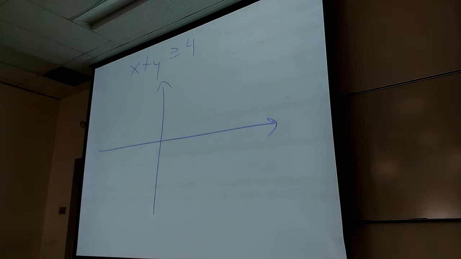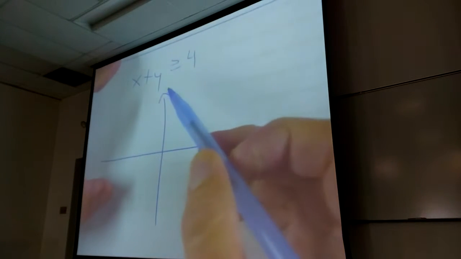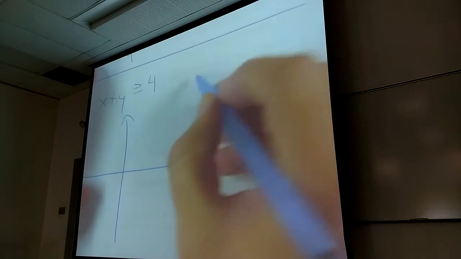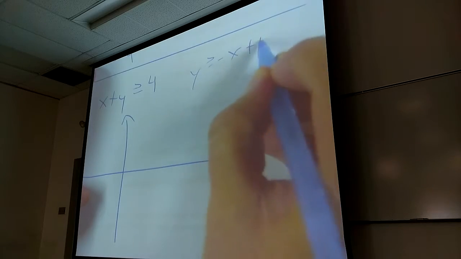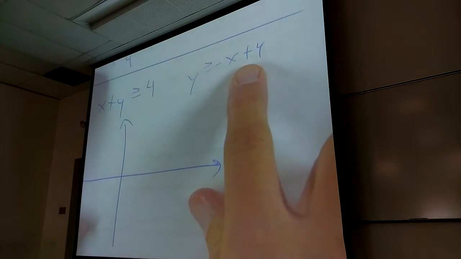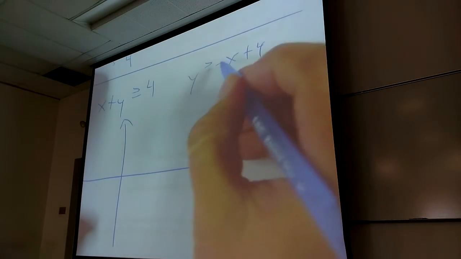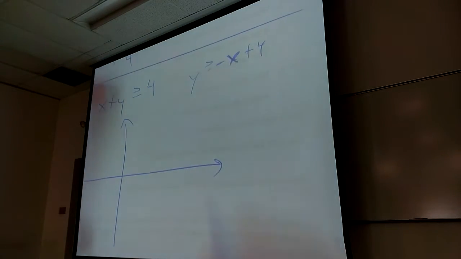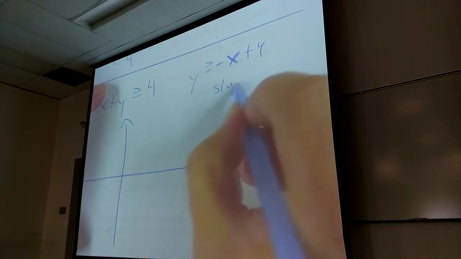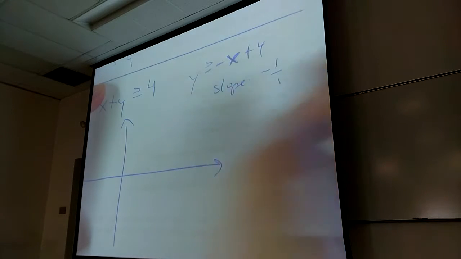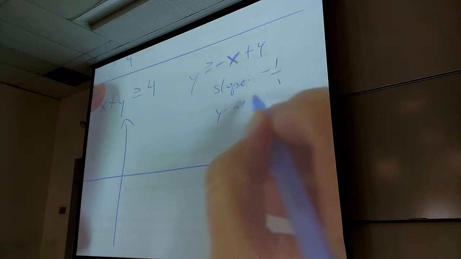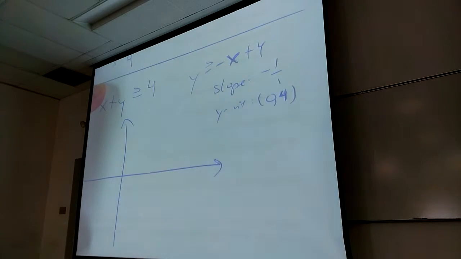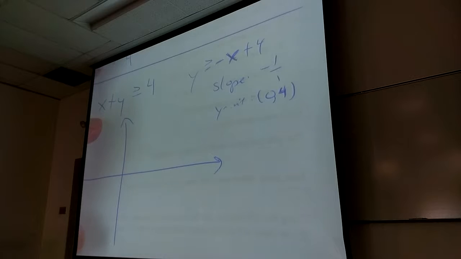So what line am I talking about? We'll solve this for y. So I just have to subtract x, so I get y greater than or equal to negative x plus 4. How do I plot that line? What's the slope? Negative 1. And what's the y-intercept? 0, 4. Look at that. I've taught you well. I have 0, 4.